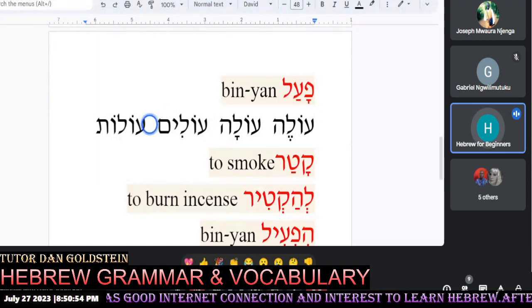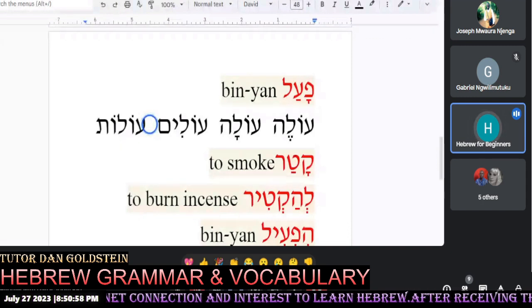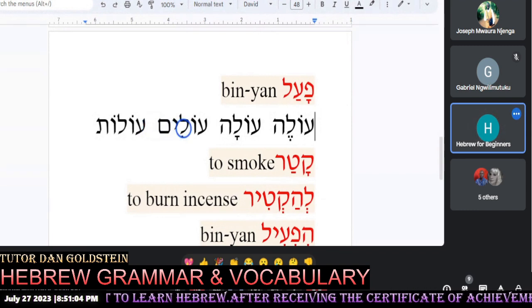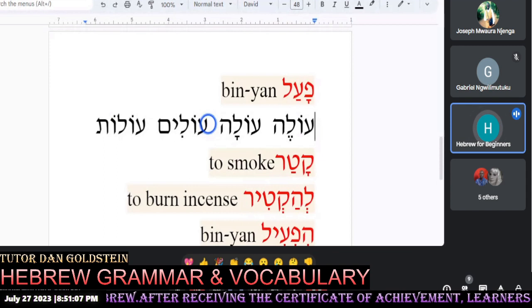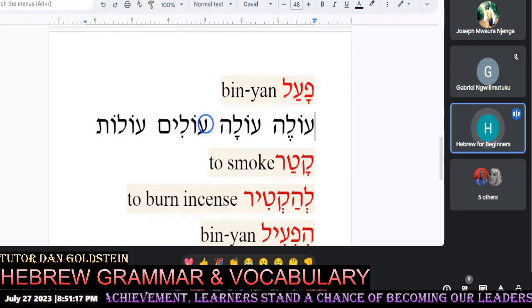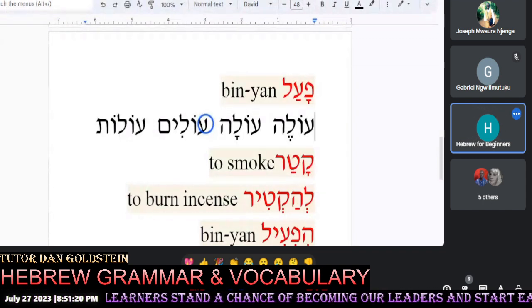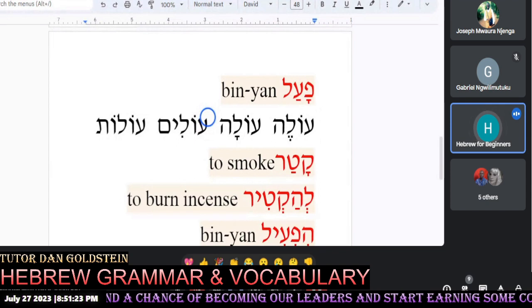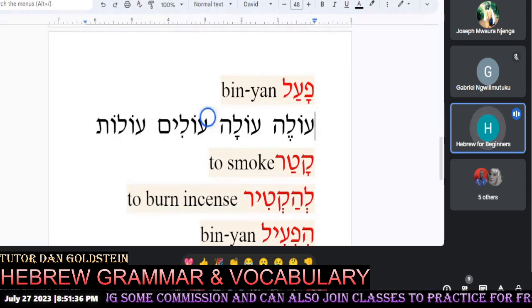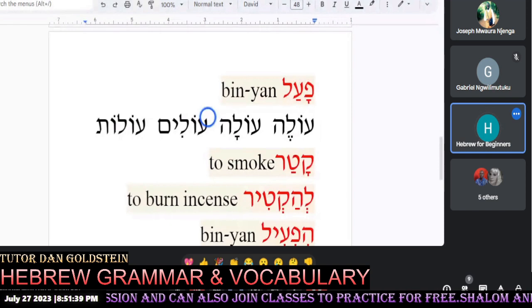So we understand that in Hebrew, masculine and feminine is a big part of verb conjugation. And also in adjectives, adjectives have to be matched with the gender of the noun, like a kelev is a dog, a kalba is a female dog. So a red dog would be kelev adom, and a red female dog would be kalba adoma, okay?